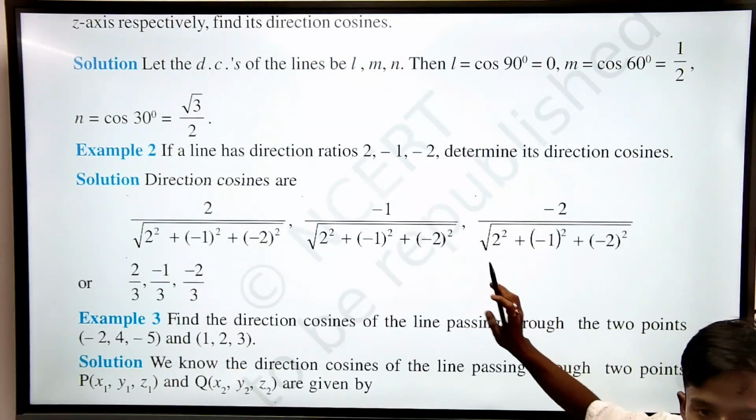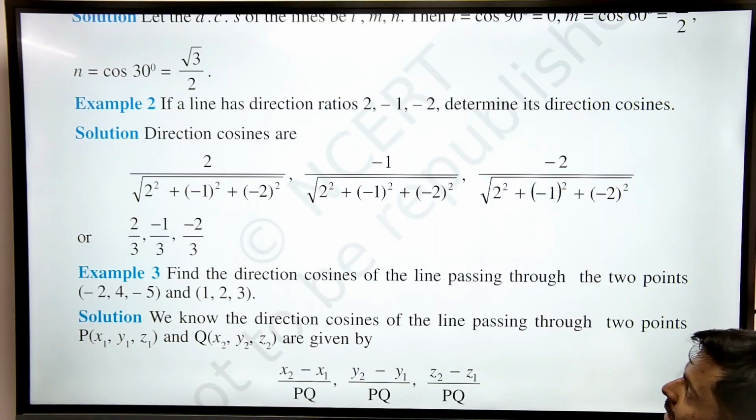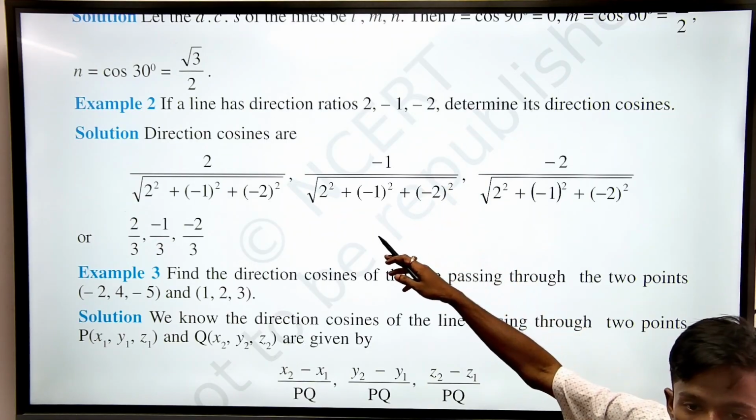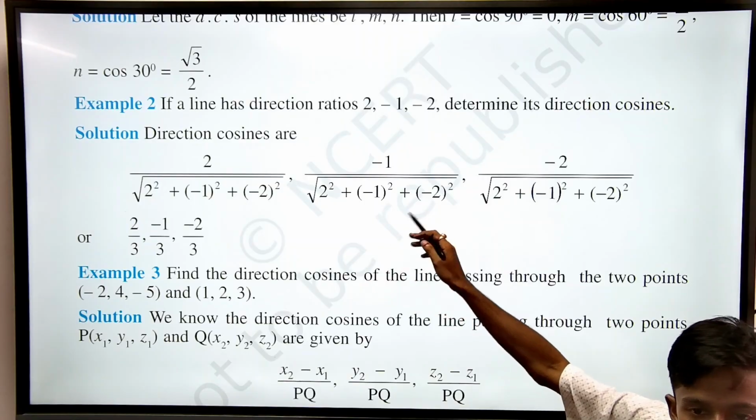अब थोड़ा एग्जांपल देख लो, यहीं से लिखने की जरूरत नहीं है, बस ऑब्जर्व द एग्जांपल्स. Example 2. If the line has direction ratios 2, -1, -2, then determine its direction cosines. If the direction ratios are given, then obviously you can find the direction cosines by using this formula.